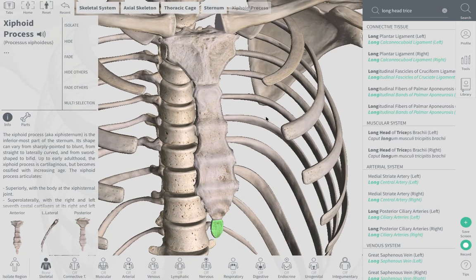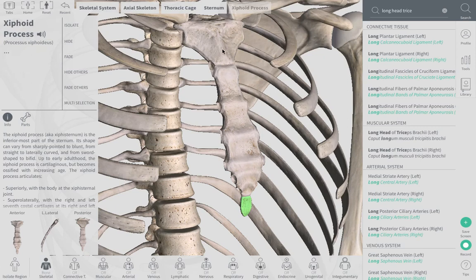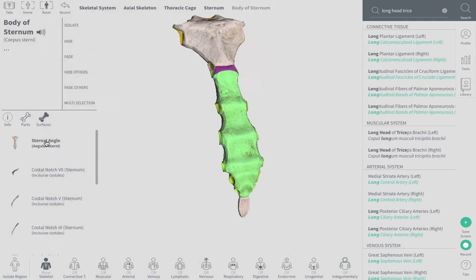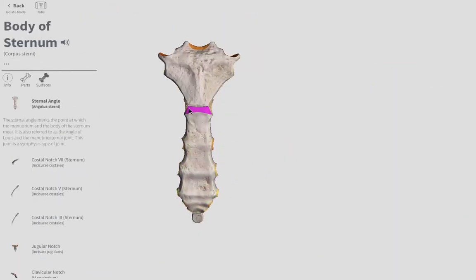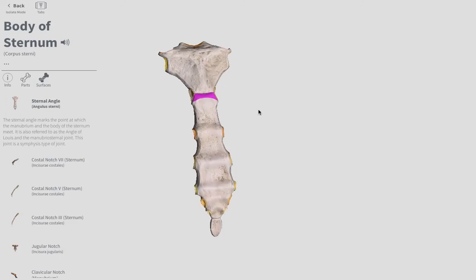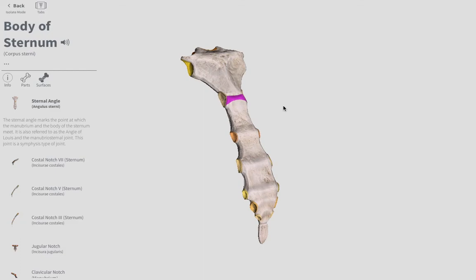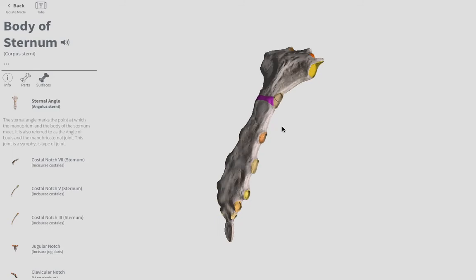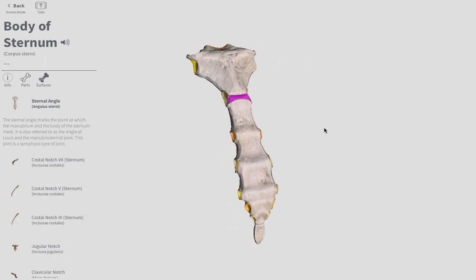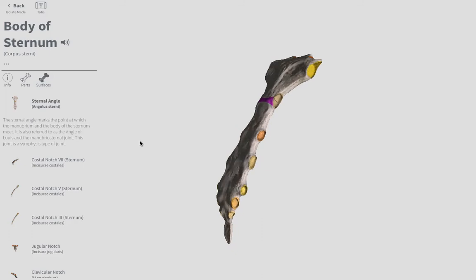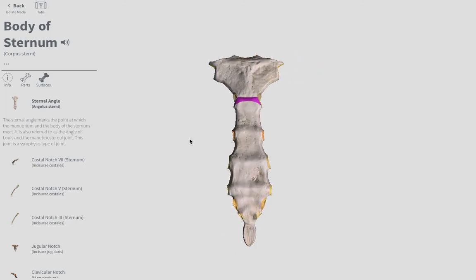The sternal angle sets apart the manubrium from the body of the sternum. And it is this part right there in magenta. Dr. Wilson and Dr. Skinnichia will sometimes refer to it as the angle of Lewis. And it is an example of a symphysis joint. Be sure to know your joints, your joint types.